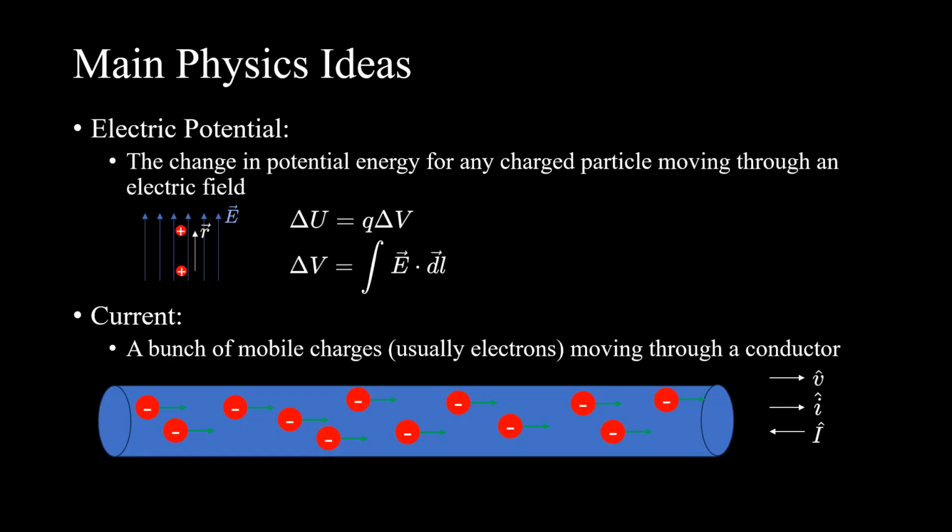That's electric potential, which is the change of potential energy for any charged particle moving through an electric field, as you can see in the diagram. And potential energy is equal to charge times the electric potential, and electric potential is equal to the electric field dotted with the displacement vector. Current describes a bunch of mobile charges, usually electrons, moving through a conductor, and the conventional current is in the opposite direction of the drift speed and the electron current.